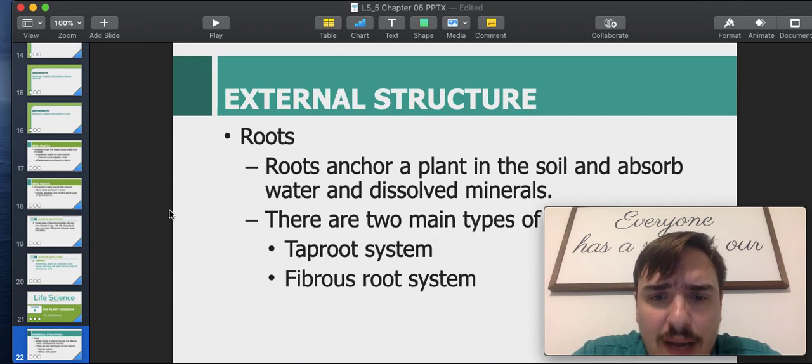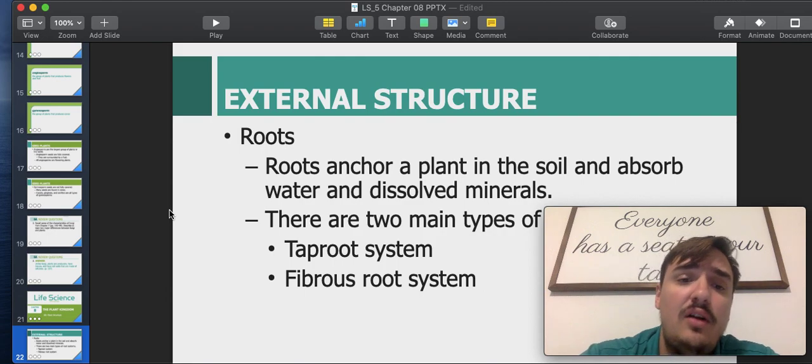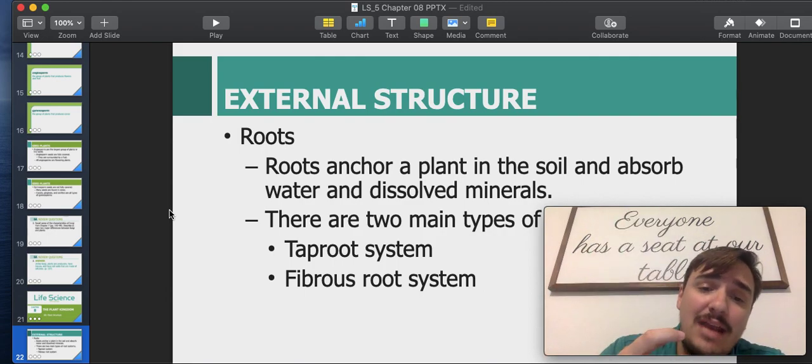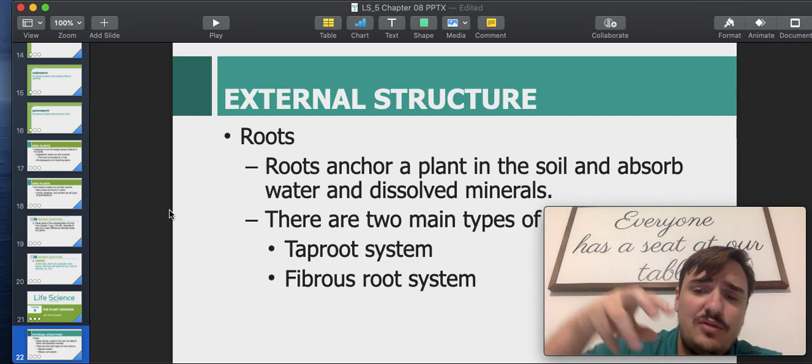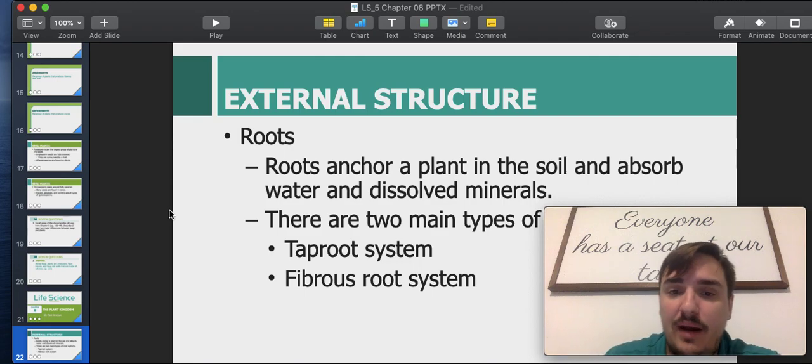There are a couple types of root structures. You have a taproot structure and a fibrous root structure. So a taproot is one main root with small projections coming from it. And a fibrous root is a bunch of roots coming from the same position and splitting up from there.